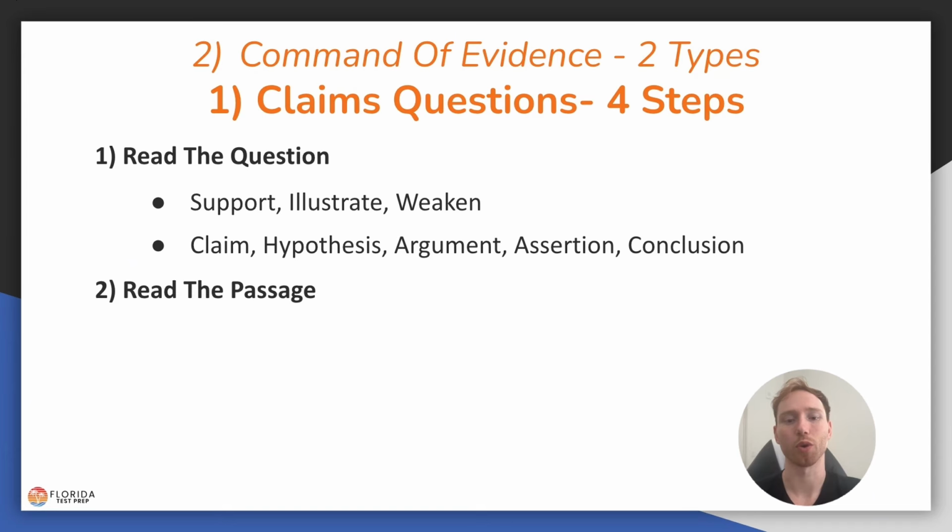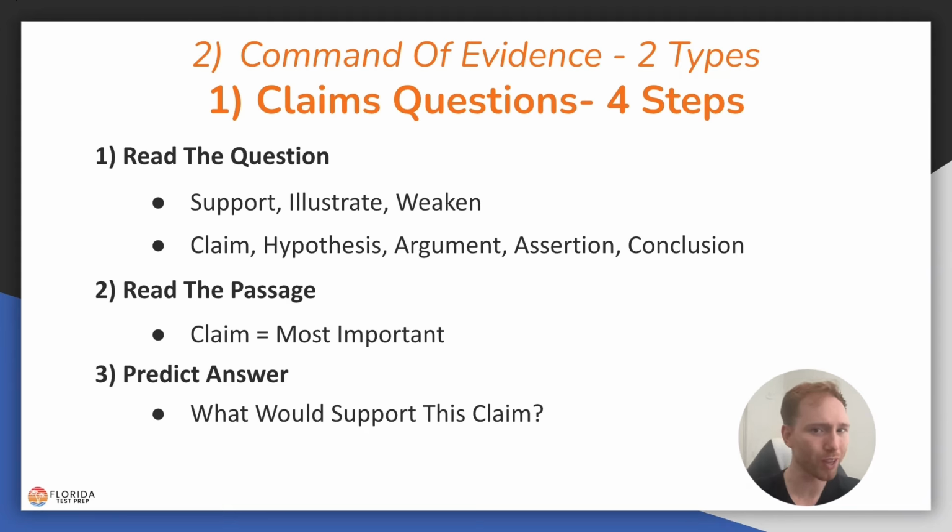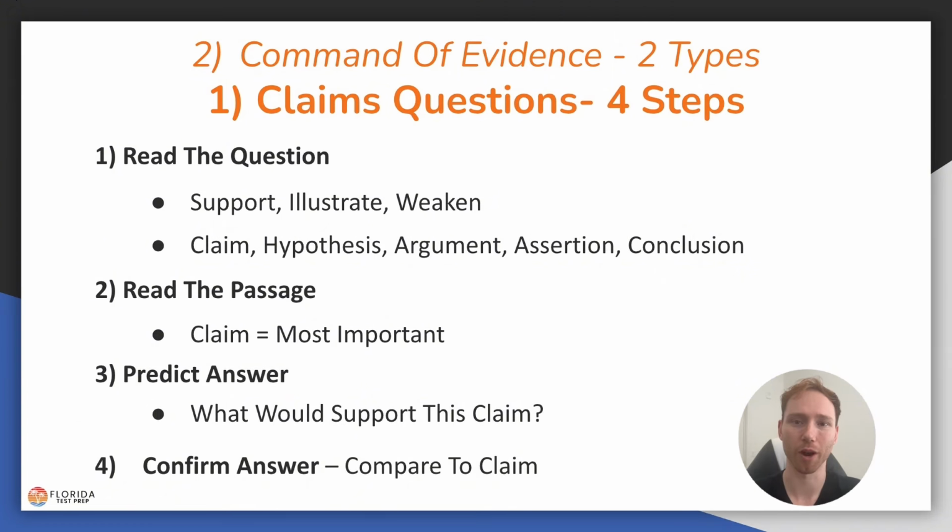When you do these, you want to read the passage and just find the claim. It is going to be the most important part of the passage. Then you want to predict your answer. What would support this claim? Because once you found the claim, and if you understand the claim, you should understand what would support or weaken it. Then you want to confirm your answer by taking the answer that you choose and comparing it directly to the claim that you found in the passage.